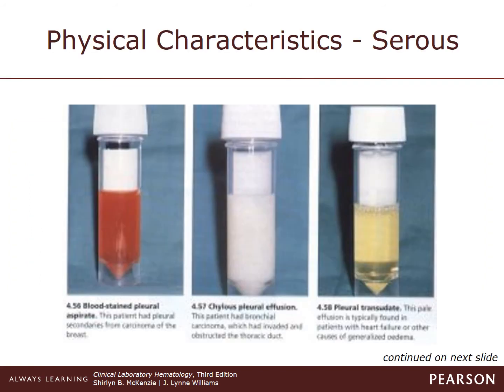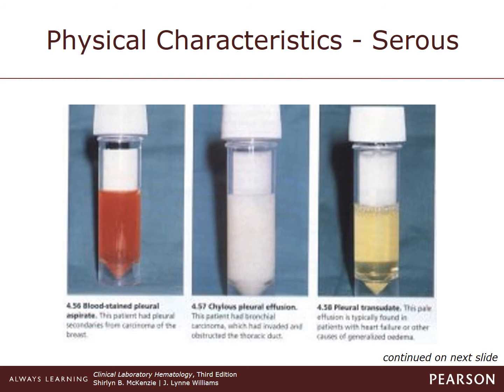Now let's talk about the physical characteristics of body fluids, and we're going to start with serous fluids, as this is the first type of physical property you are going to evaluate as a CLS. Normally it is clear or pale yellow. We've already talked about pleural transudates and exudates and the differences between those two fluids. Now there could be blood within the pleural aspirate.